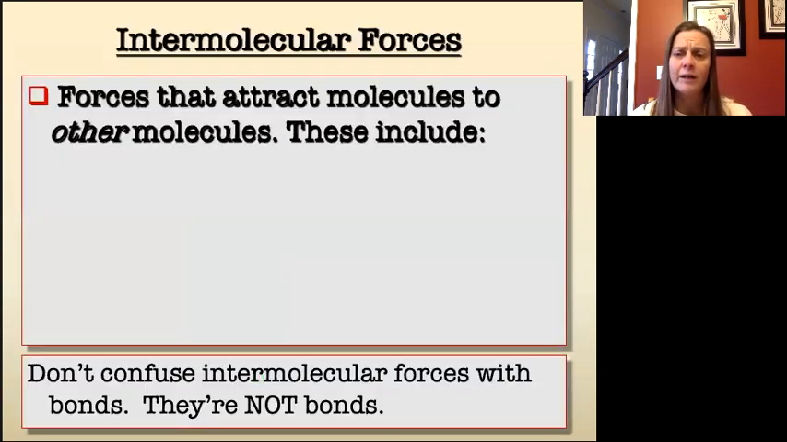So let's talk about what intermolecular forces are. These are the forces that attract molecules to other molecules. These are not the forces within a molecule. These are not bonds, okay? Bonds are intramolecular forces, meaning within. Intermolecular forces are between two separate molecules.